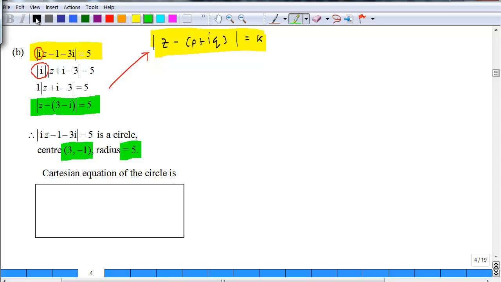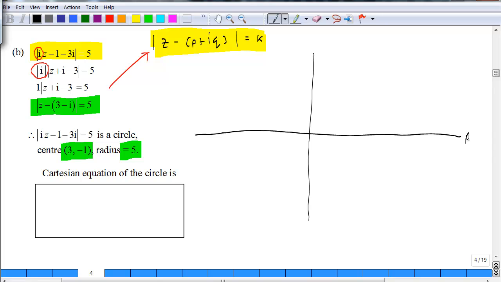So we are now interested in drawing the circle. We have the imaginary axis, we have the real axis. Mark out the center at (3, 1). Sorry, (3, -1). Then you draw the circle which has a radius of 5. Let me just estimate.